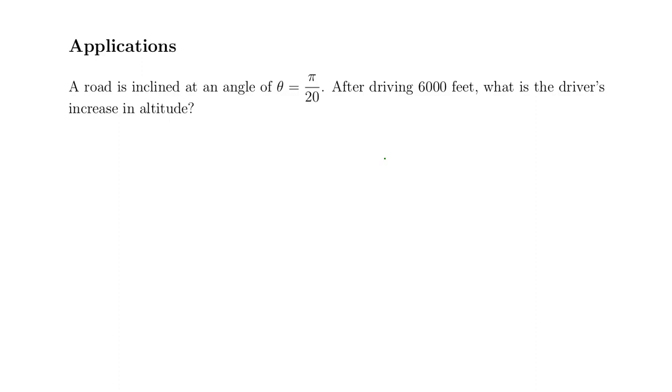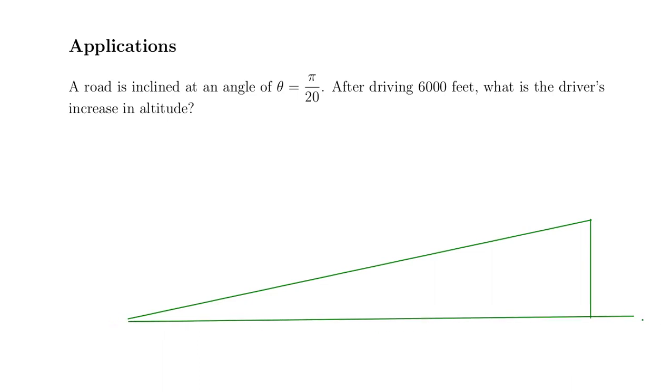So let's say we've got a road that's inclined at an angle of pi over 20. After driving 6,000 feet, what's the driver's increase in altitude? All right, so let's draw this thing. This is a road that's inclined, so I'm going to draw the road. There it is. We want to find the increase in altitude, so that's the change in height here. So we want to find that. And you'll notice if we connect those things, hey, look at that. That looks like it's probably a right angle triangle.